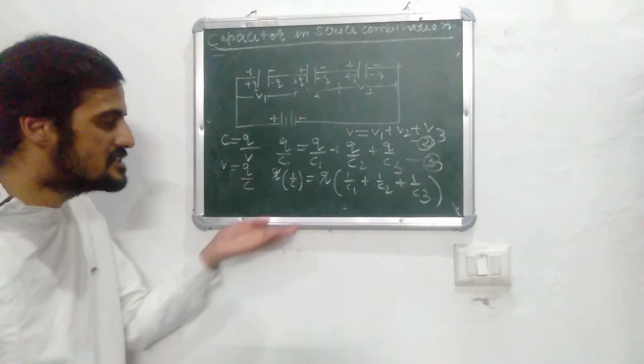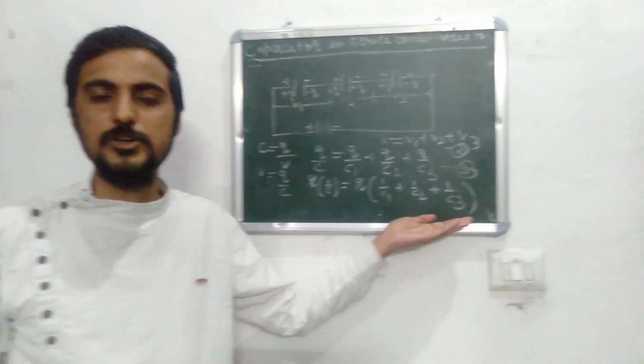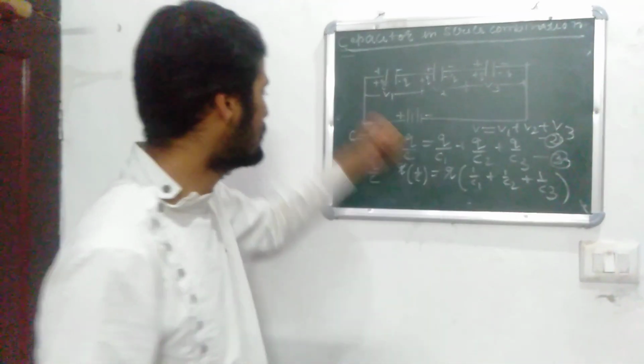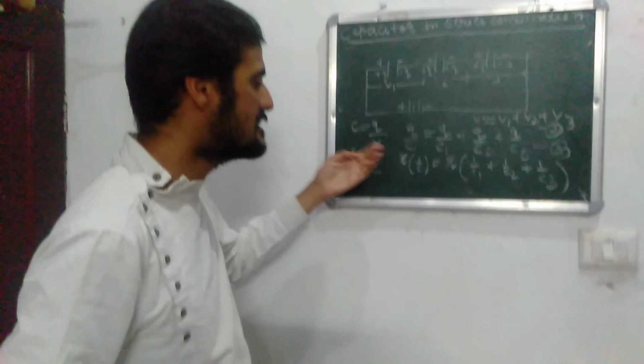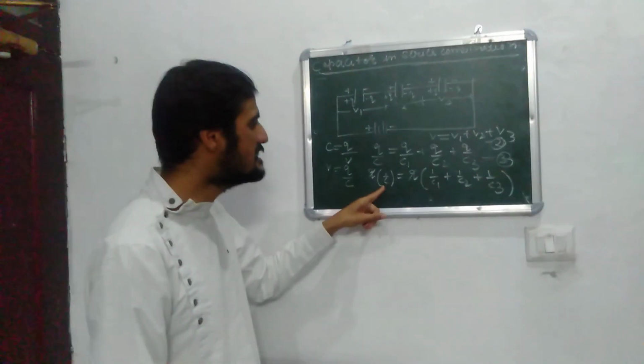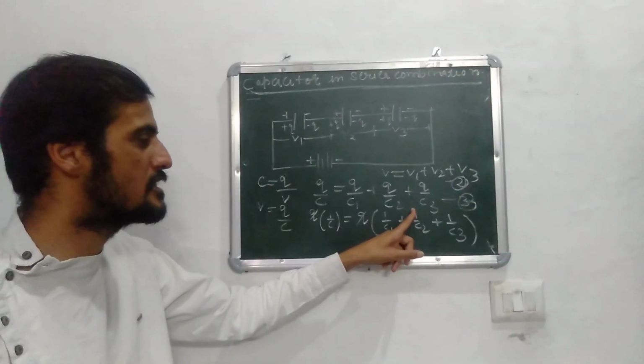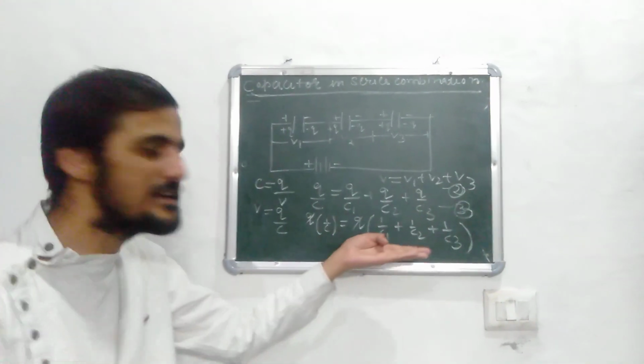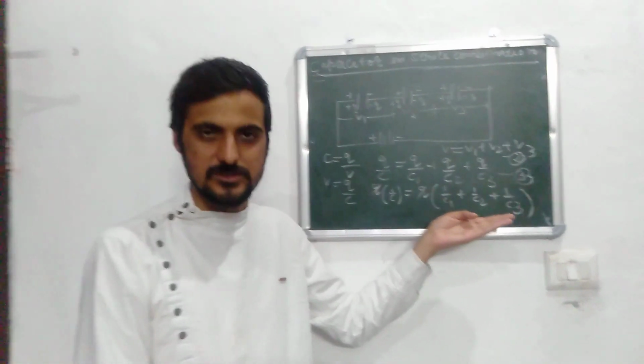It means that these three capacitors are said to be connected in the series combination. In that case, 1 upon C is equal to 1 upon C1 plus 1 upon C2 plus 1 upon C3. These capacitors are connected in the series combination.